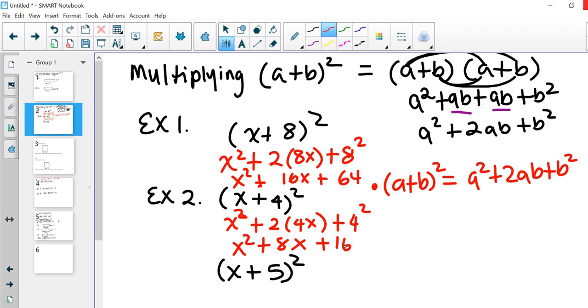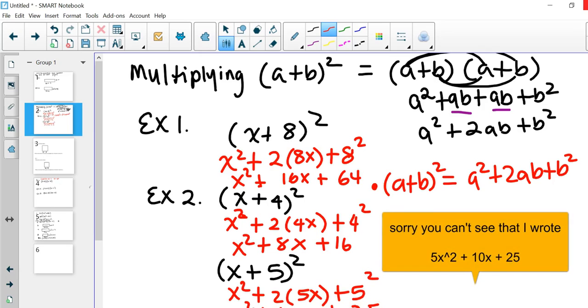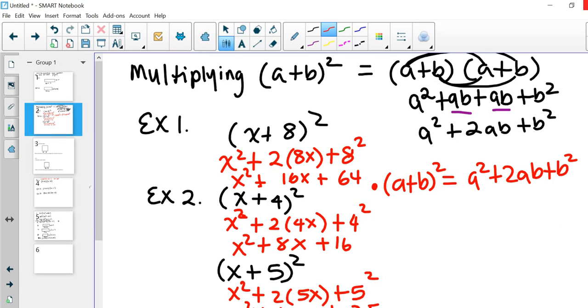And let's do one last one. (x + 5) squared, that will be again x squared, our first term squared, plus double of 5 times x, plus 5 squared. So it equals x squared plus 10x plus 5 squared, which is 25. Alright? So that's (a + b) squared.